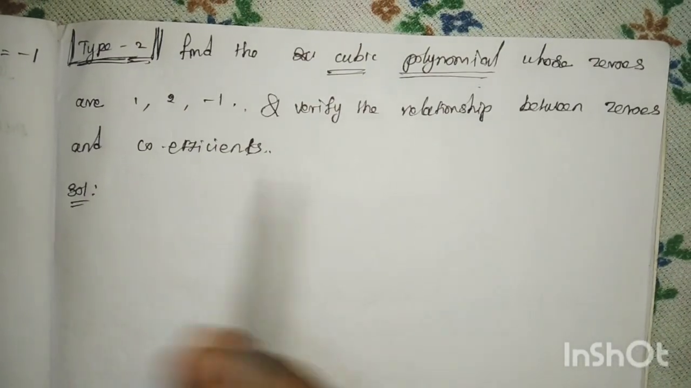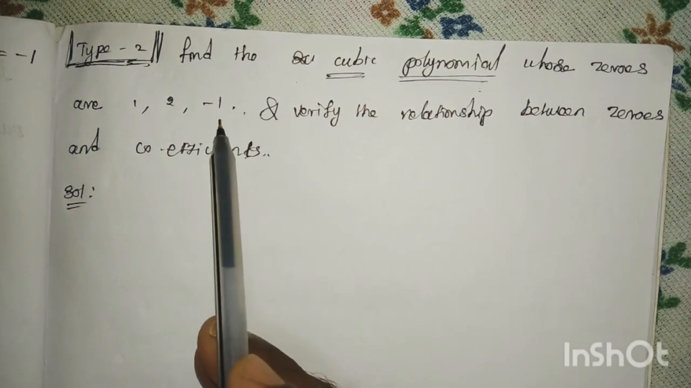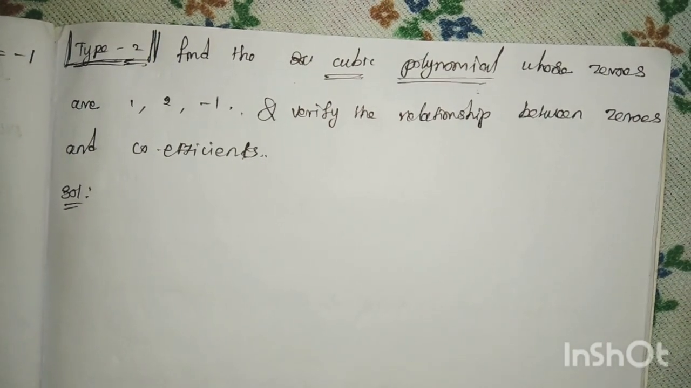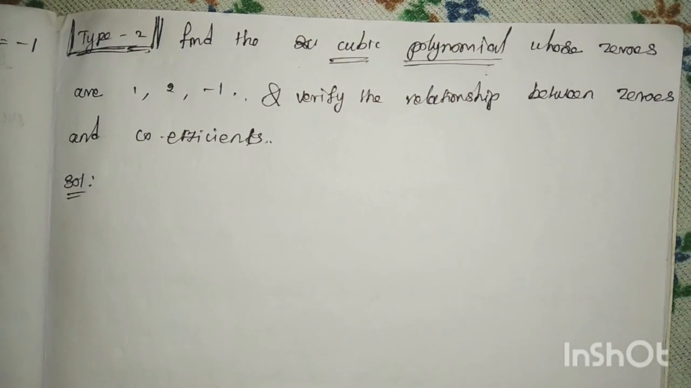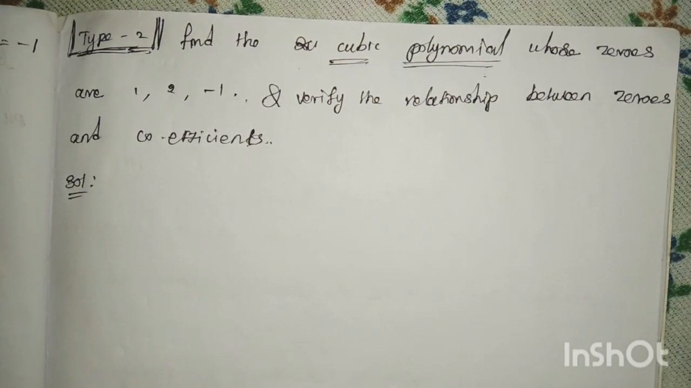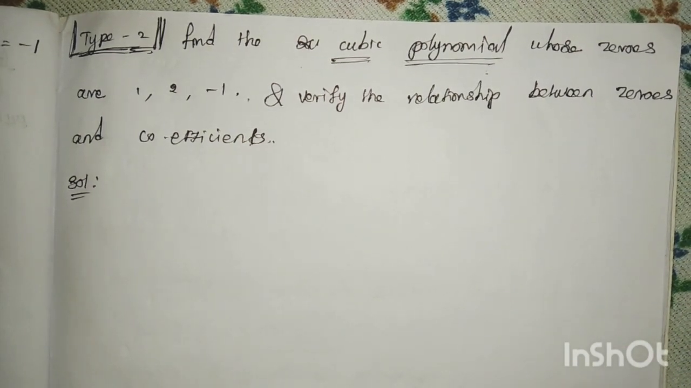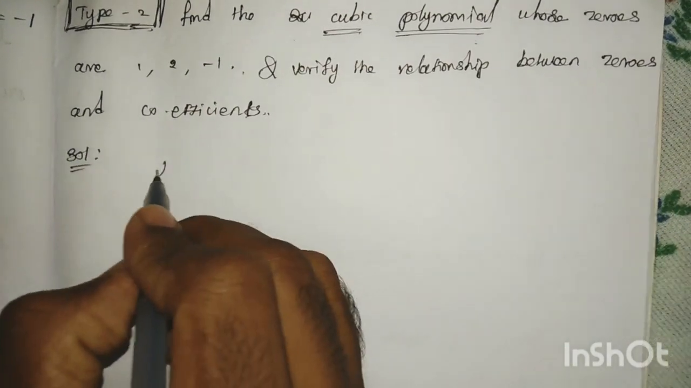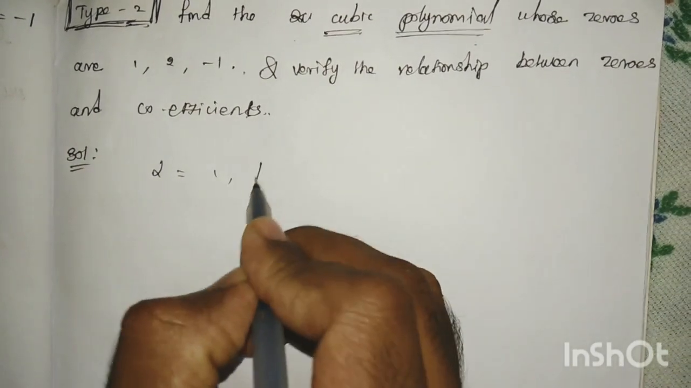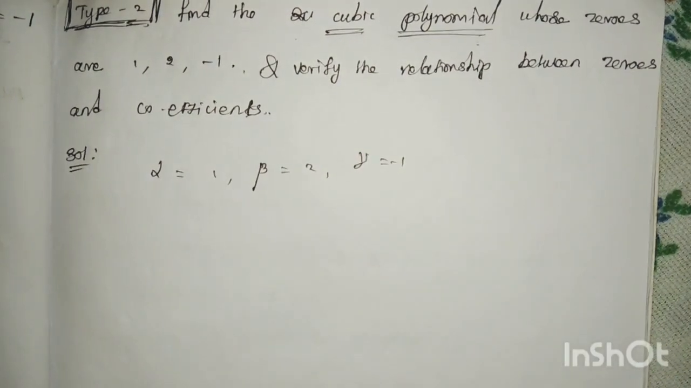They give three zeros, maximum three zeros. So we can find out the cubic polynomial. Let me take an example. Find the cubic polynomial whose zeros are 1, 2, minus 1, and verify the relationship between zeros also. Actually, in this problem, they give the zeros of a cubic polynomial. We should find out the cubic polynomial. After finding it, we should verify the relationship between zeros and coefficients, right? So solution: first, the zeros are alpha equal to 1, beta 2, gamma minus 1, right?